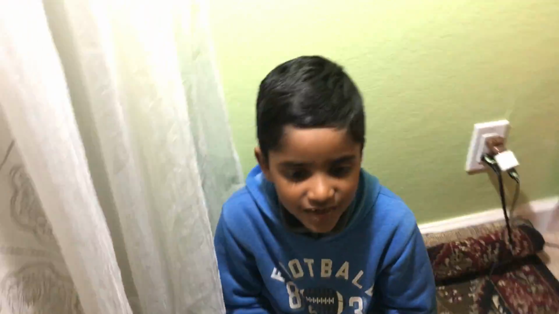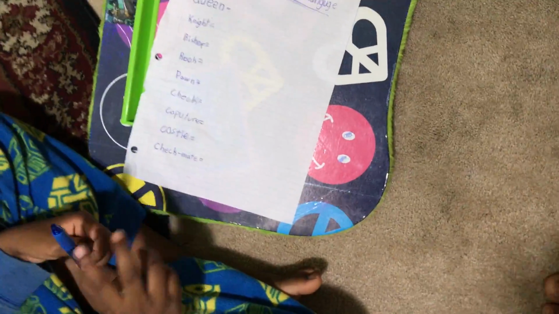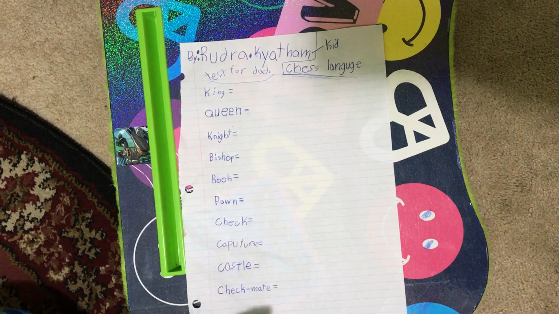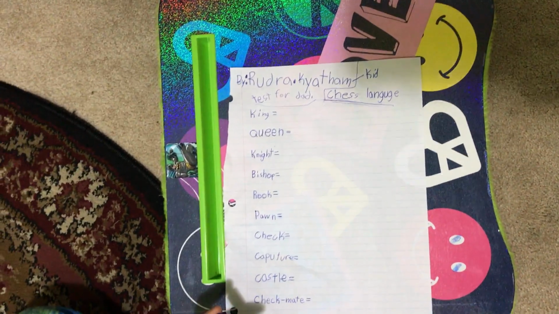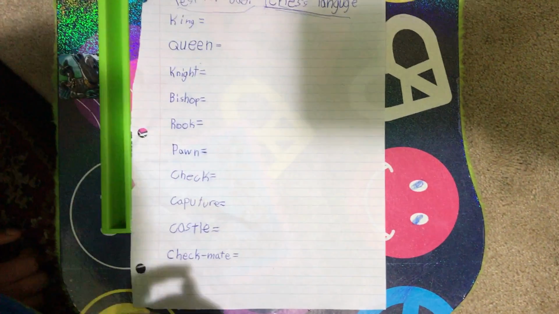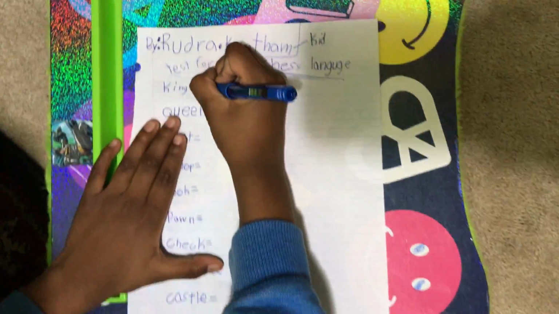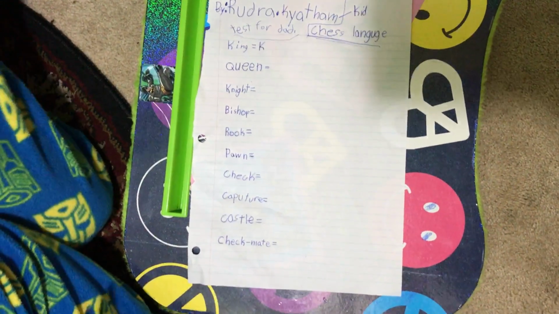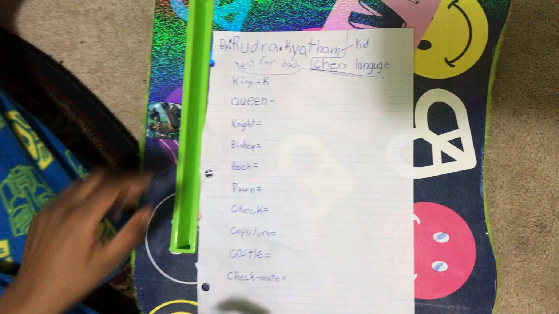So my dad is going to come. Okay, so my dad's right there, and I'm going to give him a quiz. So, what's the letter for king? The letter for king is K. So that's correct. I'm going to write a K there. What's the letter for queen? Q is the letter for queen.